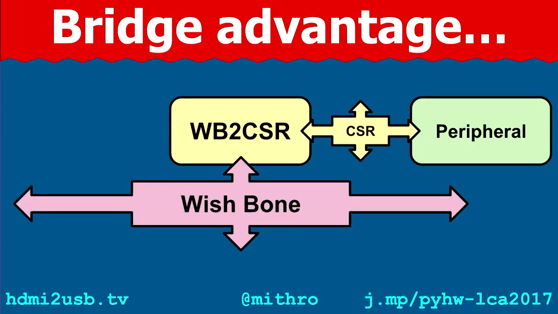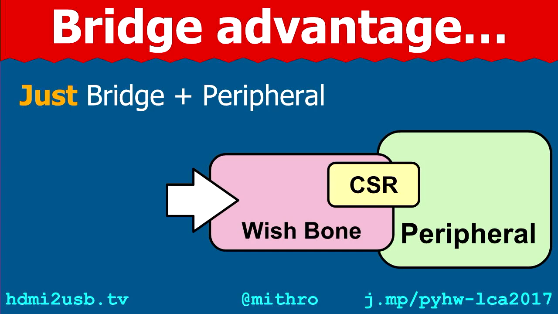This peripheral normally connects via this wishbone bus and has some CSR registers. So really, why don't we just have a bridge and a peripheral in our FPGA? Because when we're developing this peripheral, we don't care about the UART or the DRAM controller or any of these other things. We just care about the peripheral we're working on at this time.